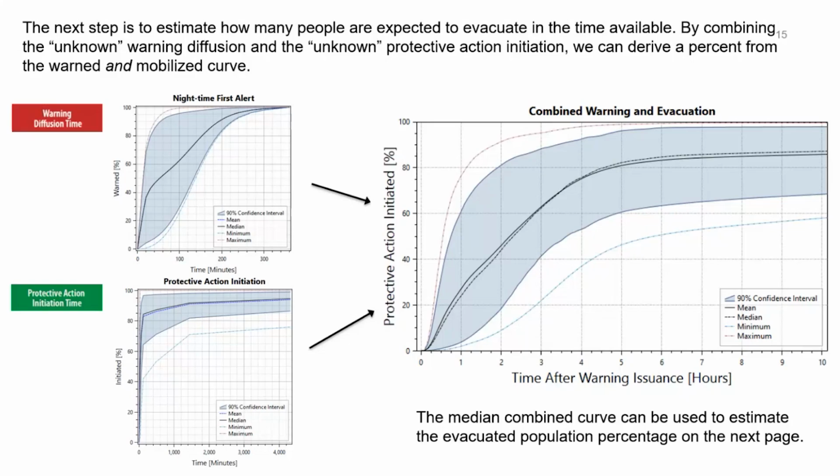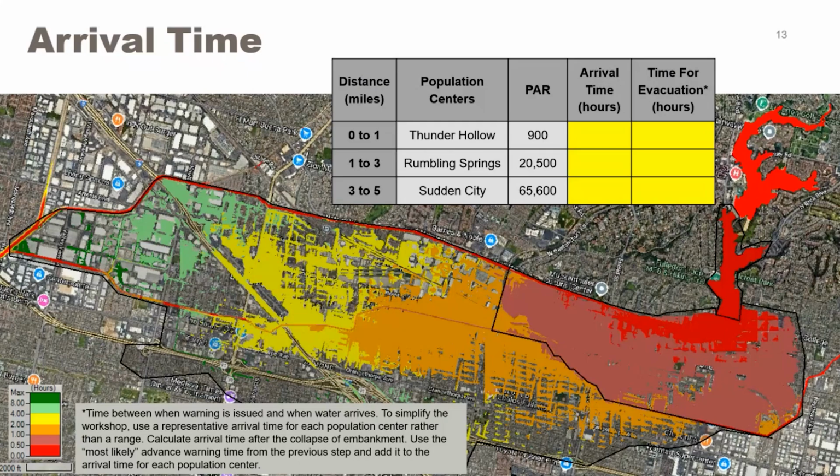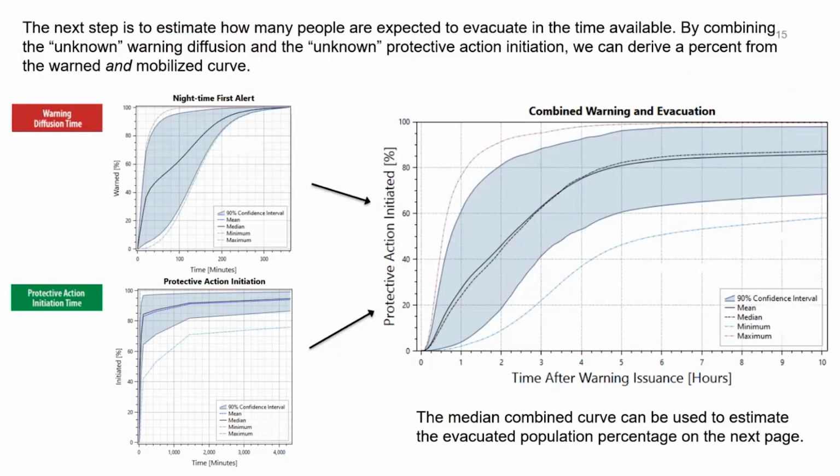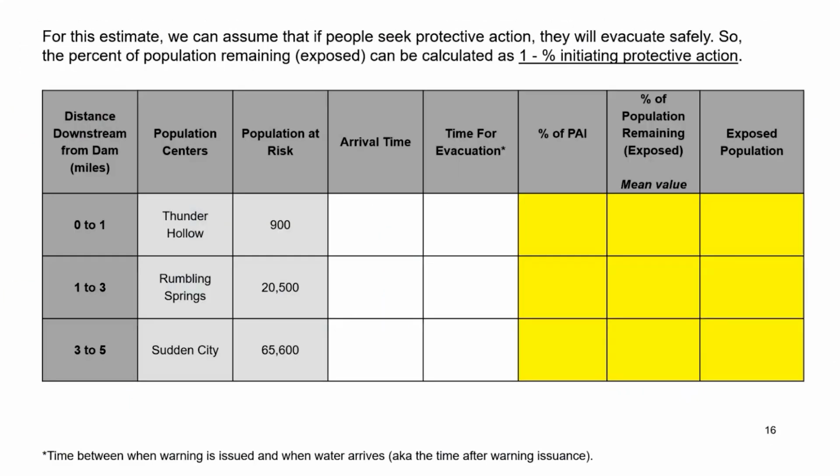So from this past exercise, you determine what you think time for evacuation is. Follow that curve, time after warning issuance in hours, to get your PAI rate. 1 minus that rate will give you your exposed. Then you can multiply your population by that number to get your exposed population.